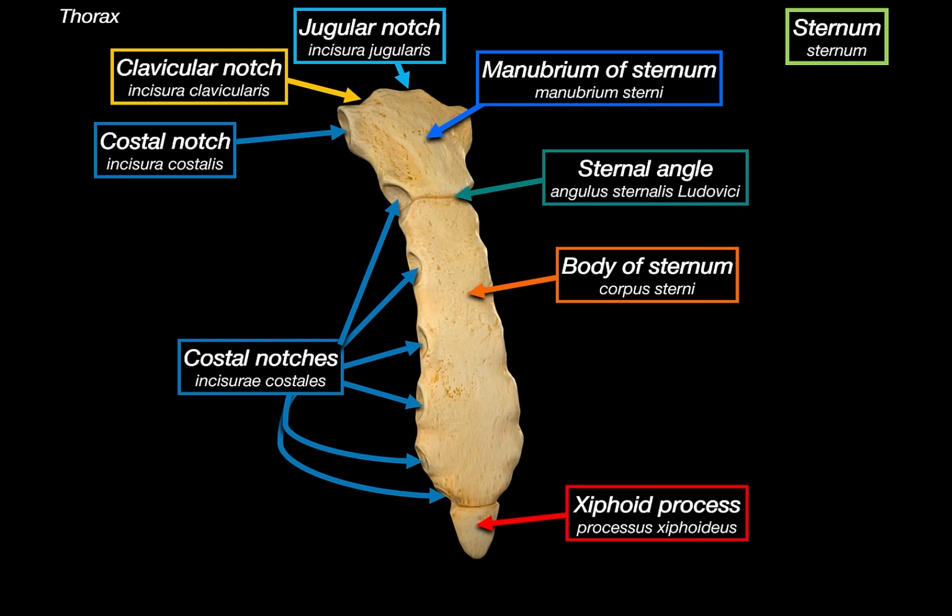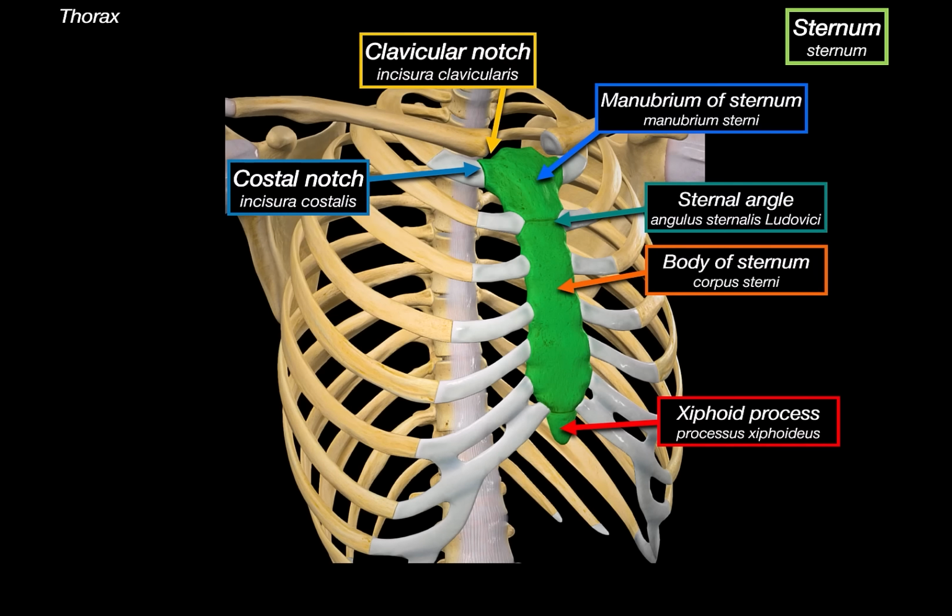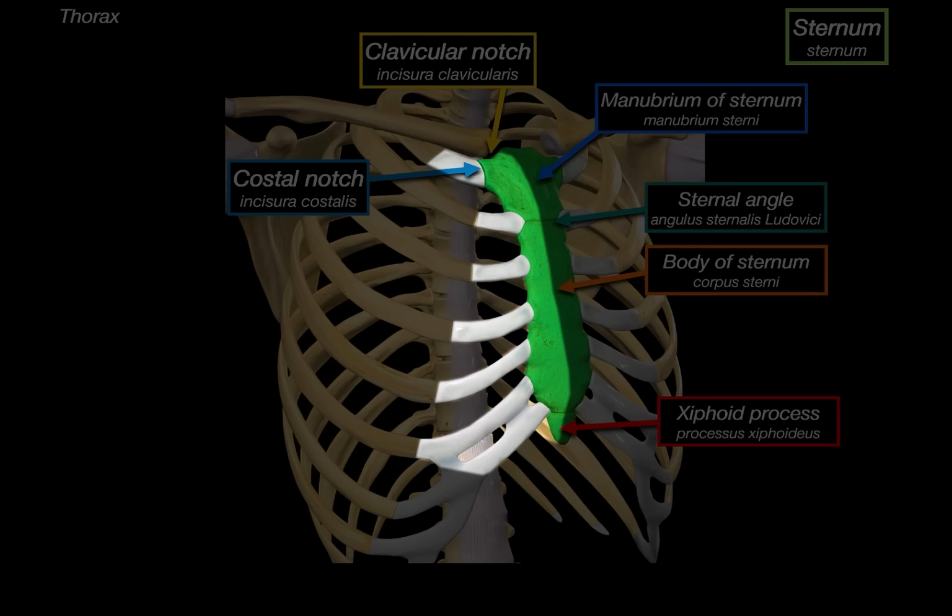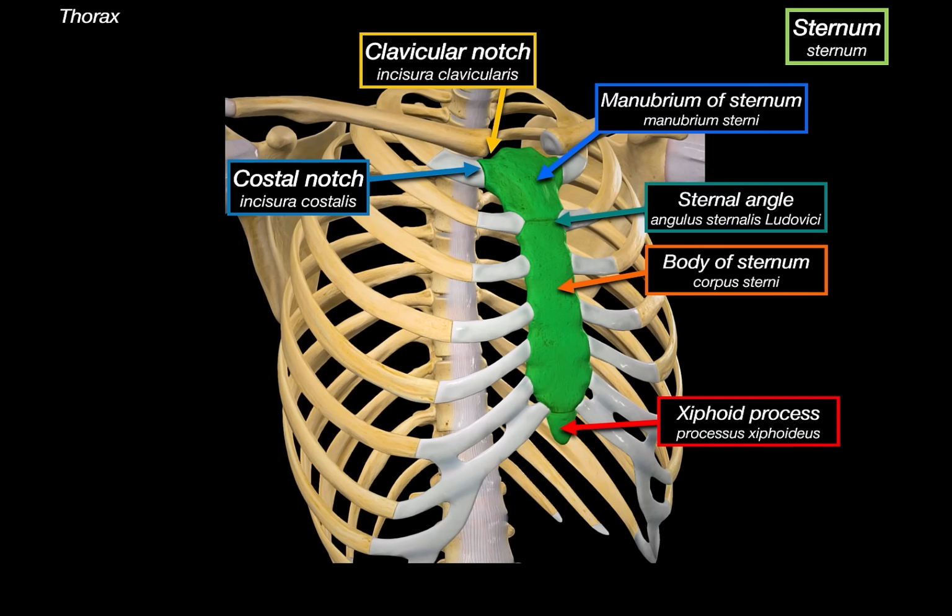Inferior to this, along the lateral margins of the body, we find the remaining costal notches, which are articulation points of the costal cartilage of the ribs 2 through 7. The second costal cartilage articulates at the sternal angle, giving us a clear landmark for counting the ribs in clinical exams. Now, let's add the surrounding bones of the thorax. Here you can see the clavicle articulating at the clavicular notches, the ribs attaching via the costal cartilages into the series of the costal notches, and the xiphoid process projecting downwards at the inferior end. This orientation gives the sternum its structural role as a central anterior support for the thoracic wall.